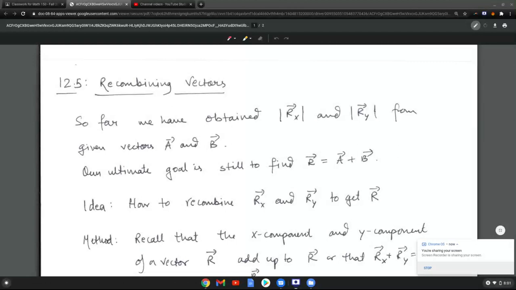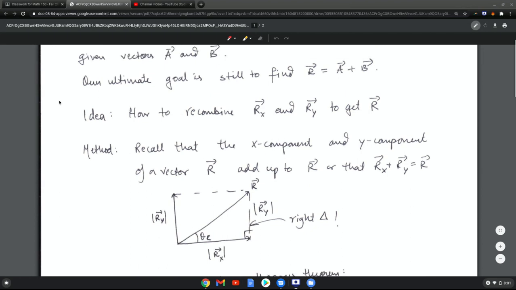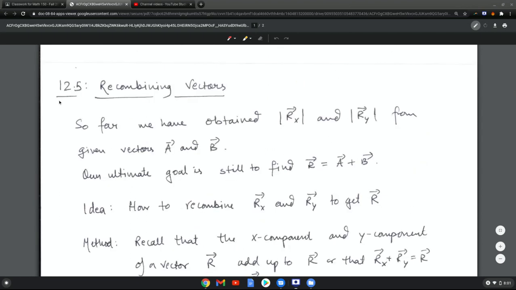In the previous video, we saw a couple of ideas. First is the fact that parallel vectors can be added really easily. Second is that we can break down two given vectors into x and y components, combine the x components because they are parallel, and combine the y components because they are parallel. So now our final goal is how to put this together to get the sum.